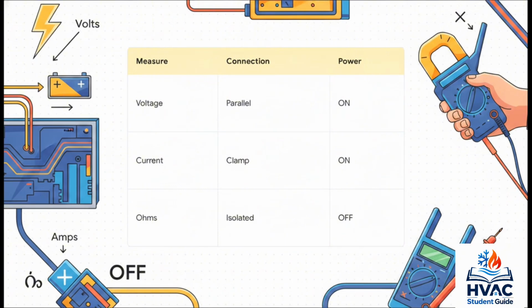But look, just knowing the words isn't enough. You absolutely must memorize these relationships to make sure your meter connection matches the live or dead state of the circuit. Voltage is measured in parallel, usually with the power on. Current, or amps, you measure by clamping around a single conductor while the system is running. But resistance, this is critical. You measure ohms across an isolated component and the power must be absolutely 100% off, de-energized. Putting your meter in ohms on a live circuit is a really fast way to blow your meter fuses, or worse.